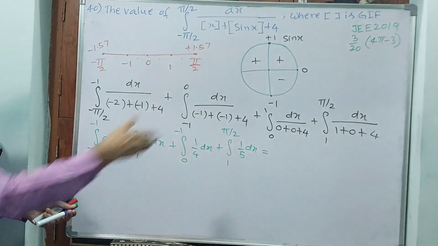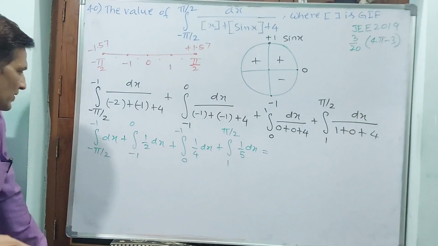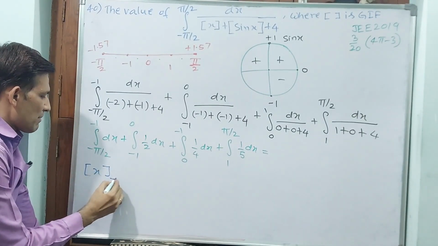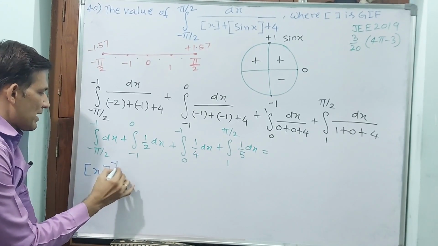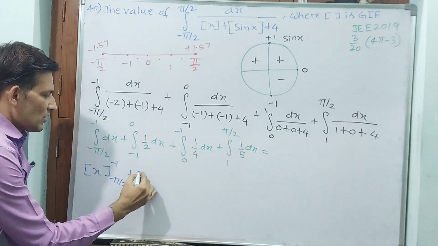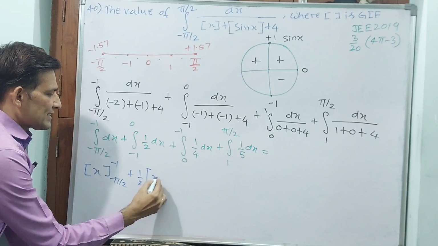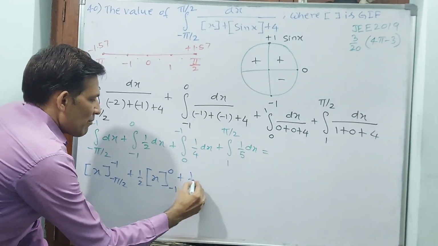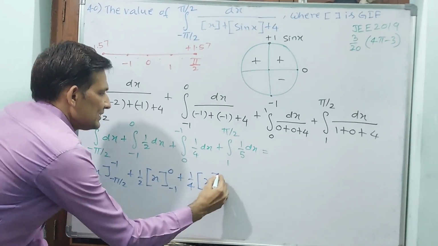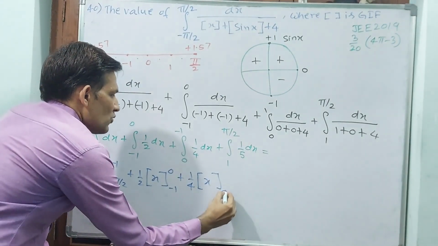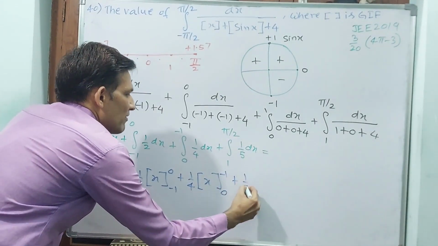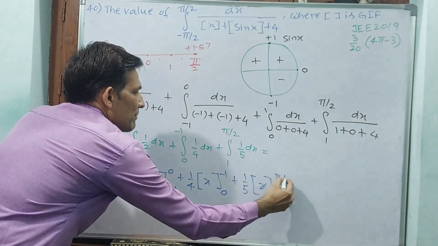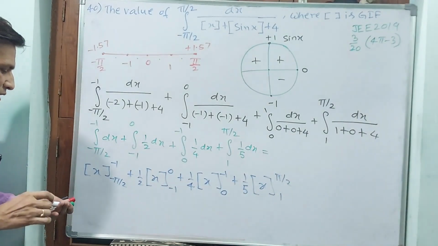Now we write here. Why? Because that space is not enough for me. Now see, what is this x, from minus pi by 2 to minus 1, plus what is this, 1 by 2 into x or x by 2, minus 1 to 0, plus 1 by 4 into x, 0 to 1, and 1 by 5 into x, 1 to pi by 2. Okay? Now carefully you have to do this.